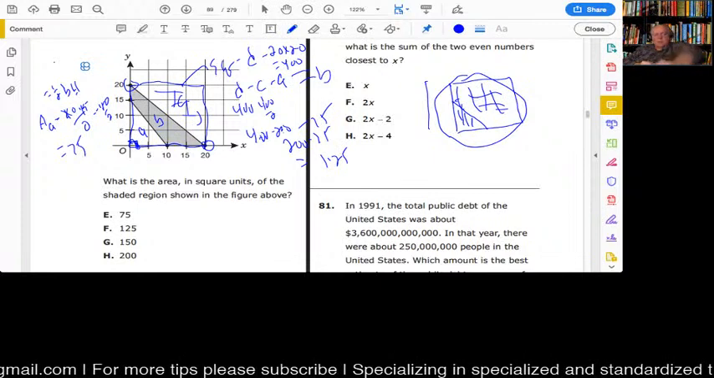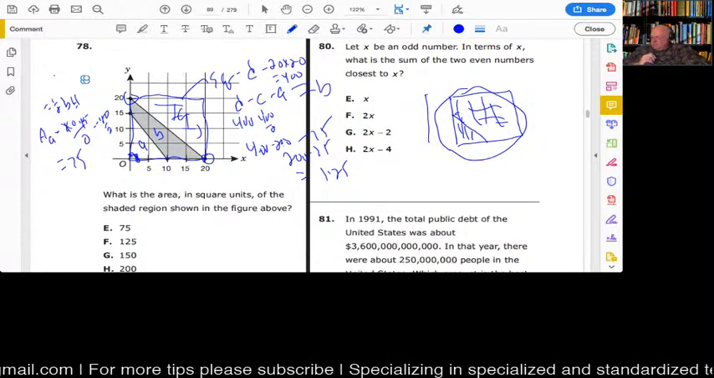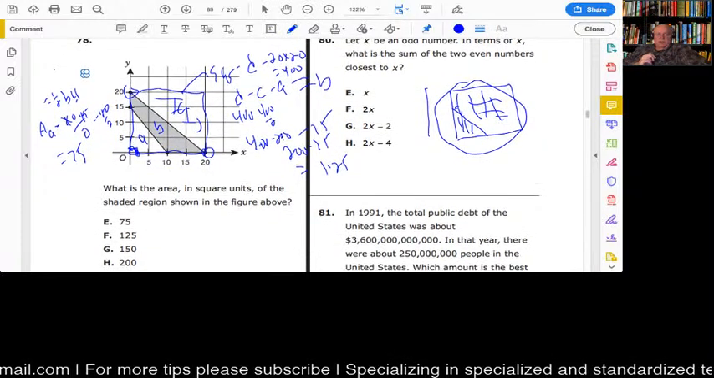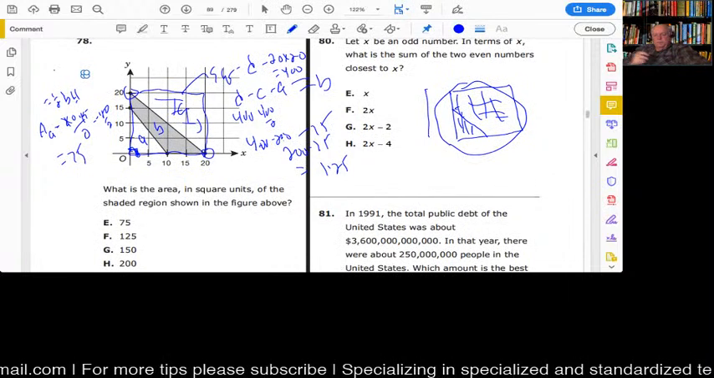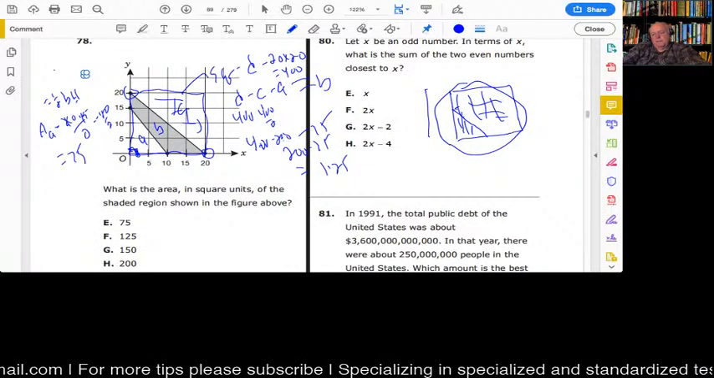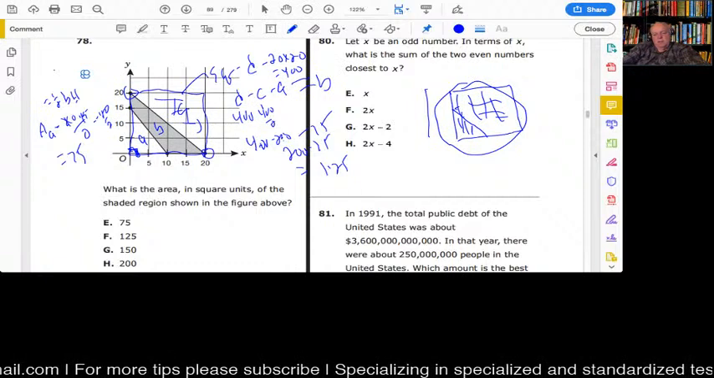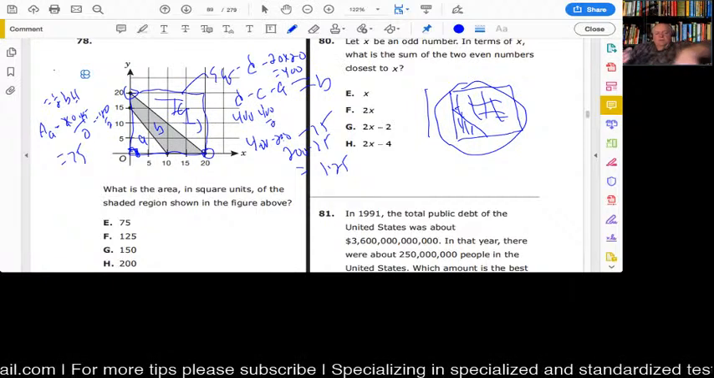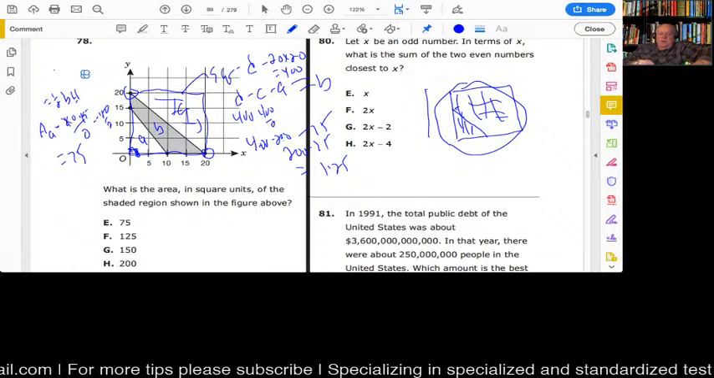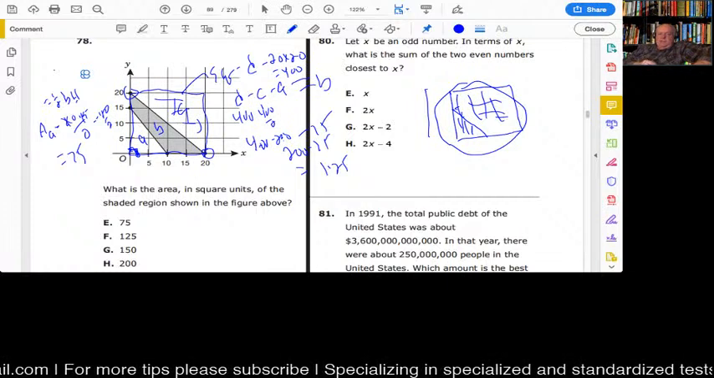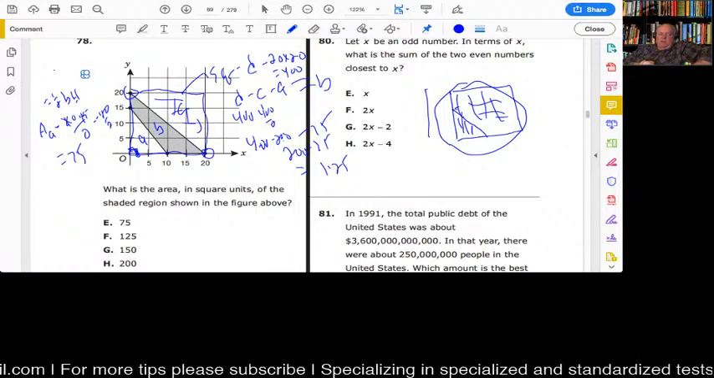What question number was that? 78. 78 is F. So does everybody see that? Yeah, very good. Okay, does everybody see that? So it's easy to make mistakes doing this problem.